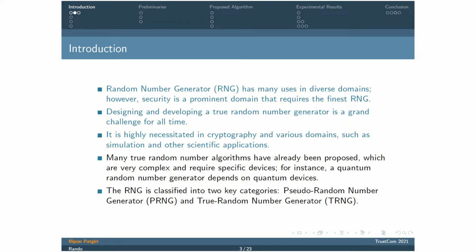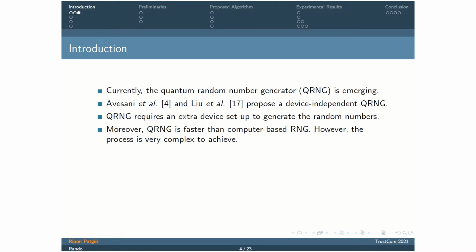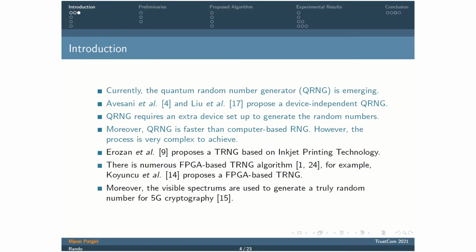The RNG is classified into two key categories: pseudo random number generator and true random number generator. Currently, the quantum random number generator is emerging. Avesani et al. and Liu et al. propose a device-independent QRNG. QRNG requires an extra device setup to generate the random numbers. Moreover, QRNG is faster than computer-based RNG. However, the process is very complex to achieve.